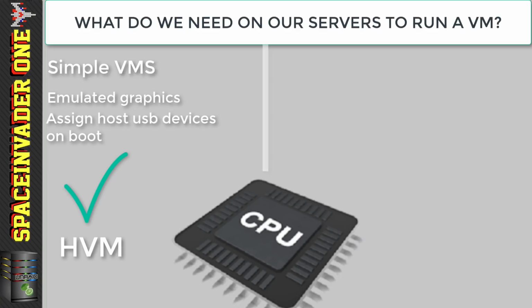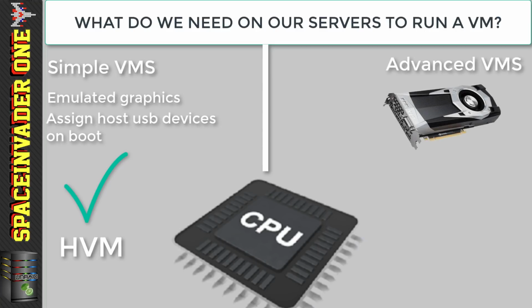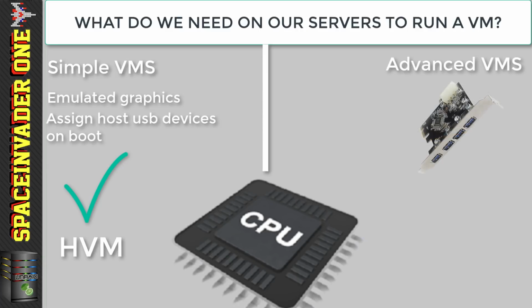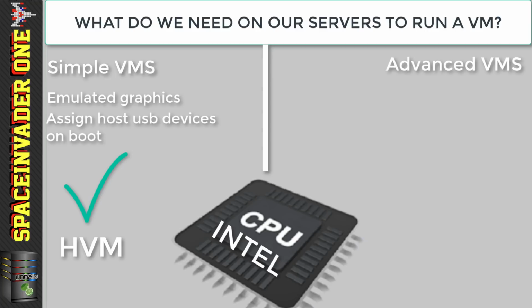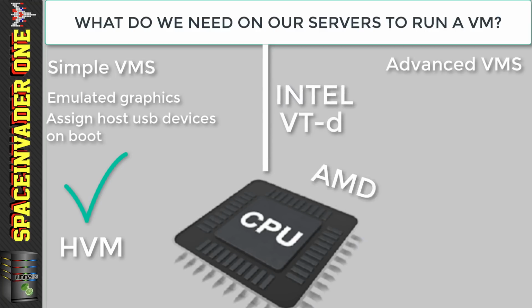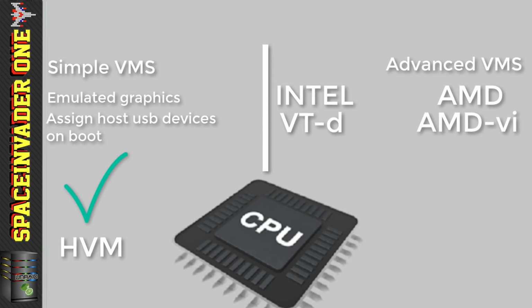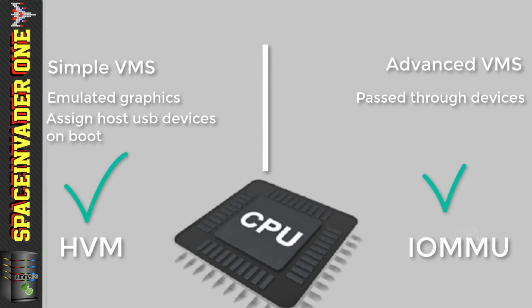But if you want to set up a more advanced VM and be able to pass through a piece of hardware for that VM's exclusive use, for example so the VM can use a dedicated GPU, or to use a USB controller so we can hot swap USB devices in and out just as we would if it was a bare metal computer, then our server needs to have an additional capability. Our server must also support Intel VT-d or AMD-Vi, and this is commonly known as IOMMU.